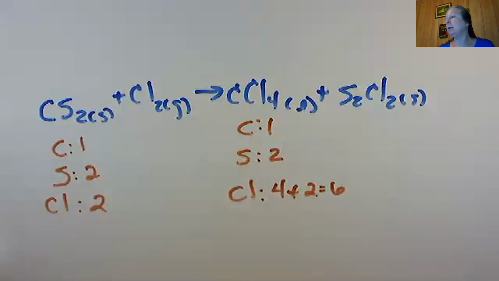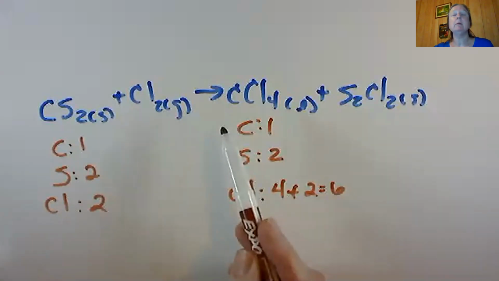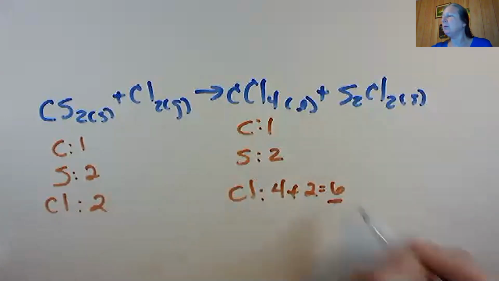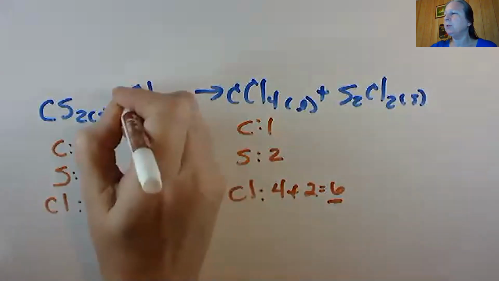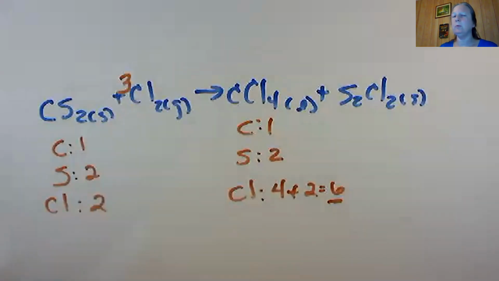Well, that's going to be really easy. My carbon is the same, and my sulfurs are the same. I keep checking to see if okay. So I have 6 chlorines here, so I simply need to put a 3 in front of that one. 3 times 2 is 6, and that's all you have to do to balance that. So that one was easy. All right, let's go another one.